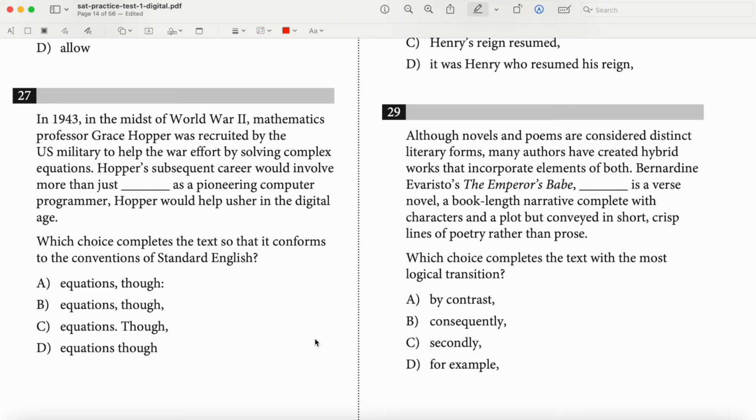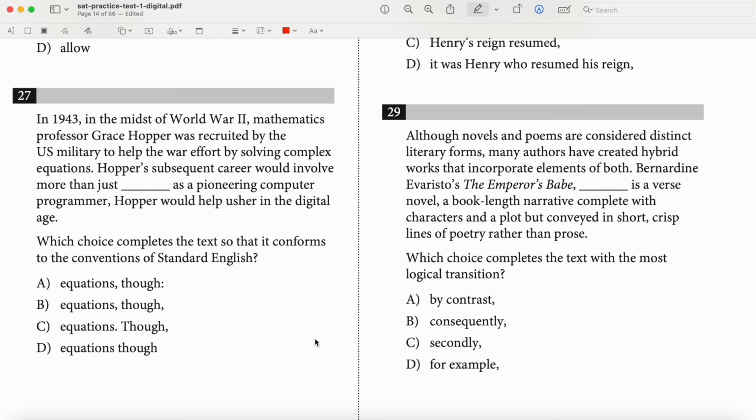It just feels like there shouldn't be a split between the sentence. Yeah, I feel like it could go all together. It's a little bit weird seeing the colon after though as well. Plug in B. Let's test the others.